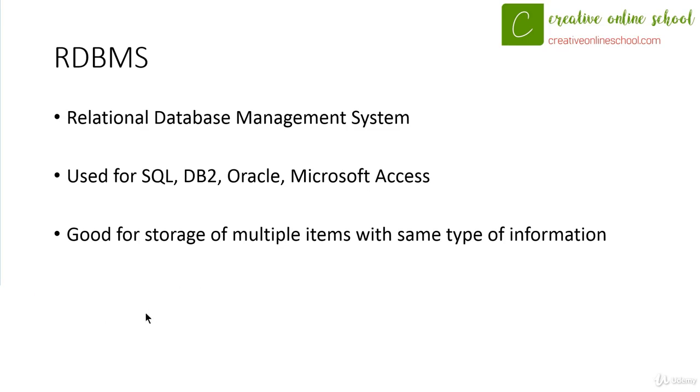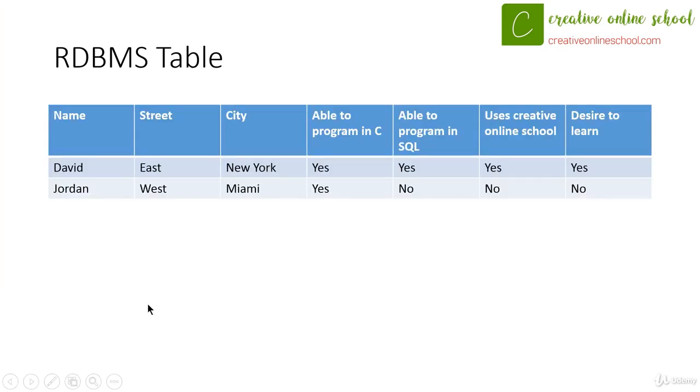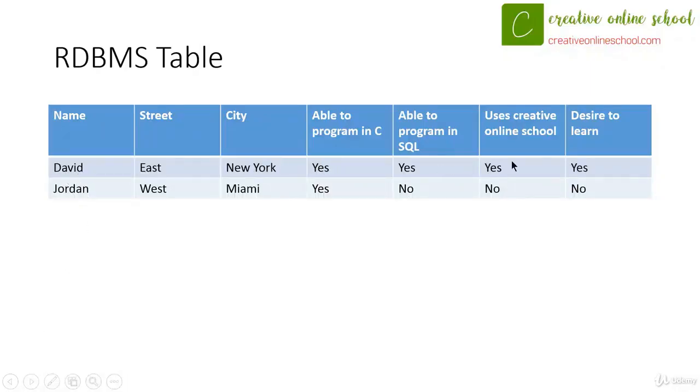So if we would like to see an example of an RDBMS table, we can see that we have what are known as the attributes up top. So we have the name, street, city, and then some questions. And then we have what are known as the columns, so what belongs to each of those attributes. And then we have the rows, so the actual information that is stored in each attribute.